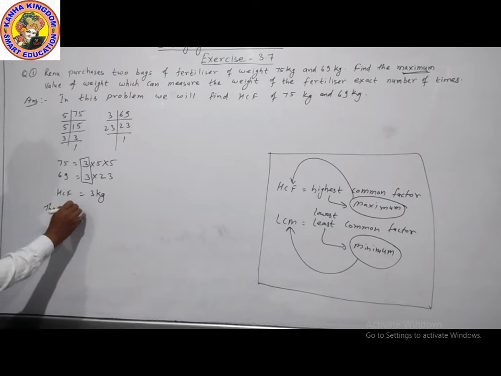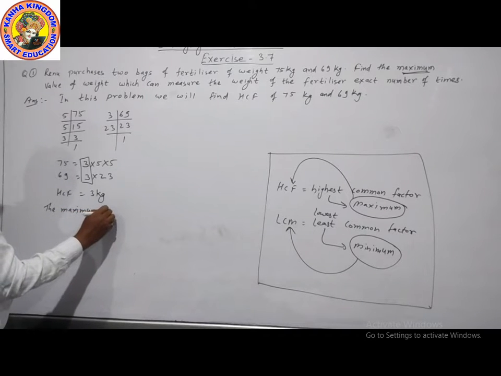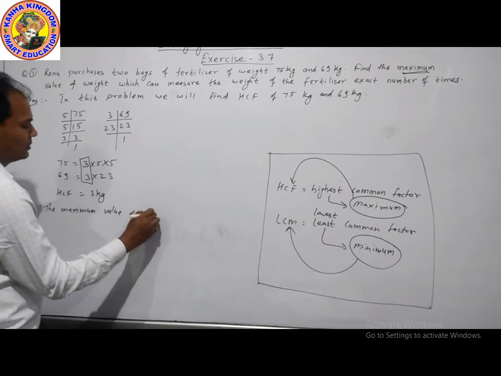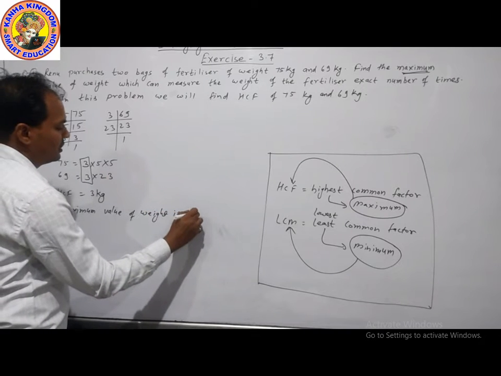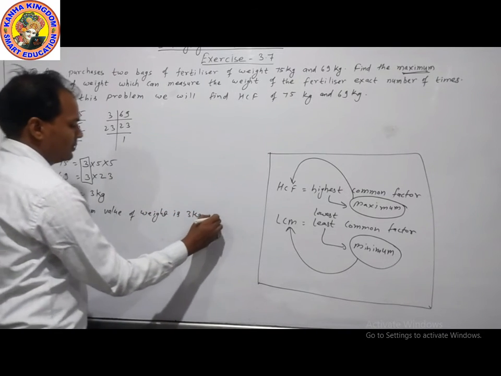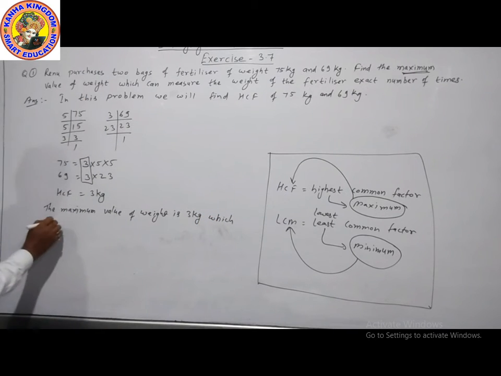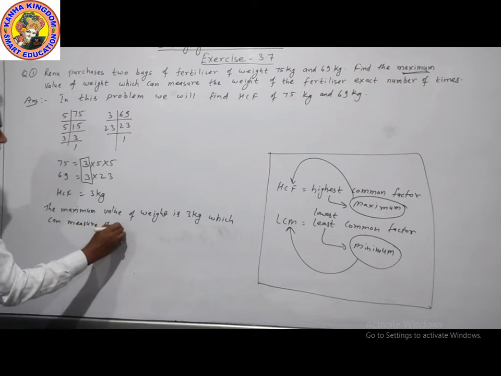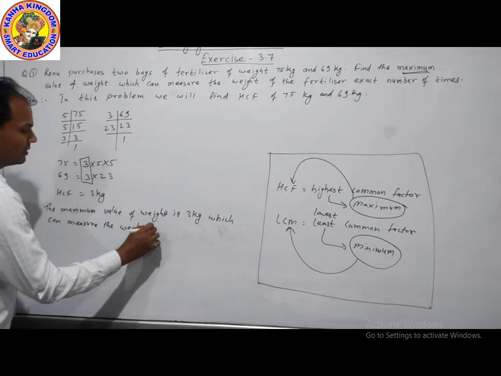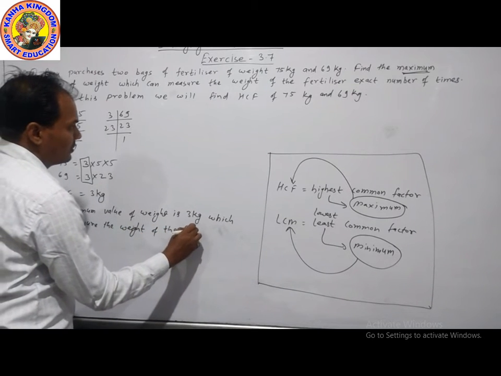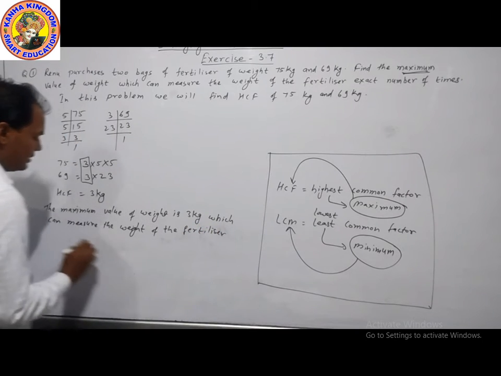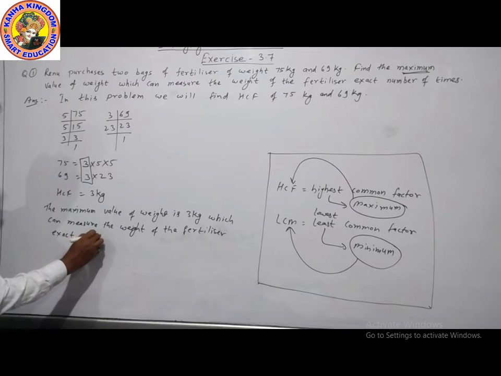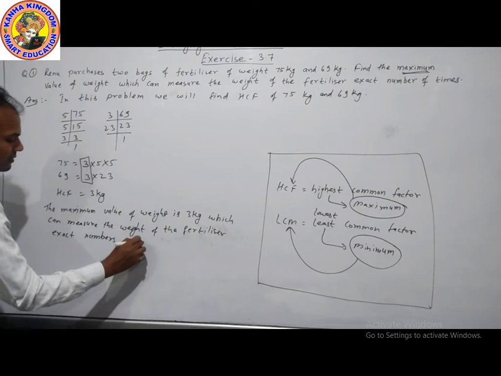The maximum value of weight is 3 kg, which can measure the weight of the fertilizer an exact number of times.